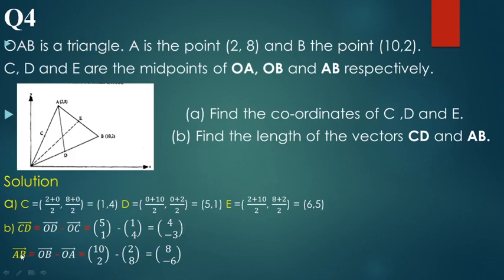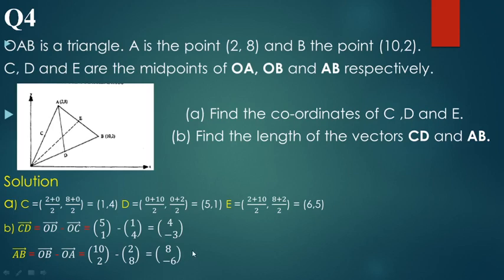Now, we also find vector AB. Vector AB will be equal to OB, the position vector of B, minus the position vector of A. We know the position vector of B is (10, 2). So it is (10, 2) minus the position vector of A, which is (2, 8). You find it as (8, -16). Vector AB is (8, -16).